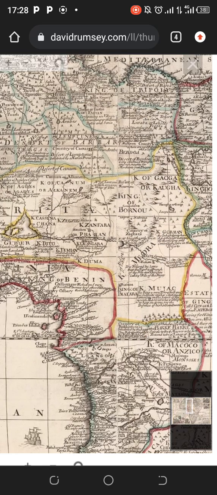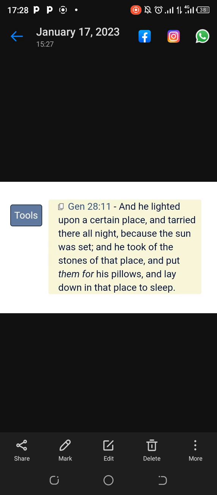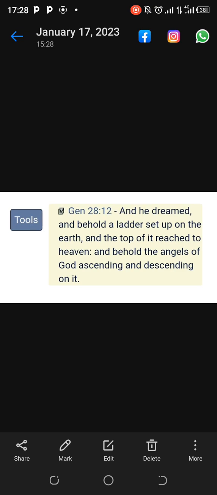So let's look at this. And he lighted upon a certain place, and tarried there all night, because the sun was set. And he took of the stones of the place, and put them for his pillow, and lay down in that place to sleep. Right? This is where he left Beersheba, and he was going to where? To Haran. Alright. And he dreamed, and behold, a ladder set up on the earth, and the top of it reached to heaven. And behold, the angels of the Most High were ascending and descending on it.